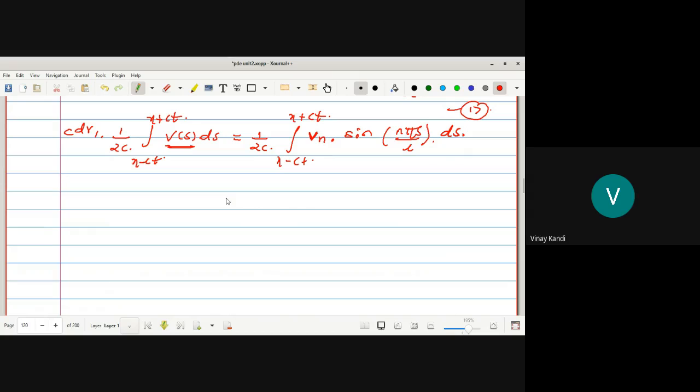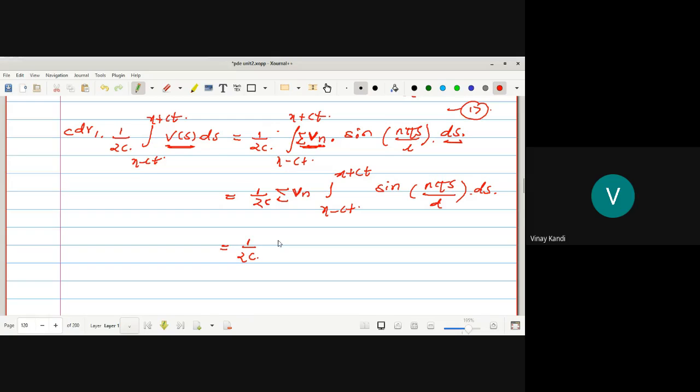With respect to ds, this v_n comes out. So 1 upon 2, summation, v_n comes out, with respect to ds is the integration. So it becomes summation of small v_n, integration from x minus ct to x plus ct of sine of n pi s upon L into ds, which is equal to 1 upon 2c.